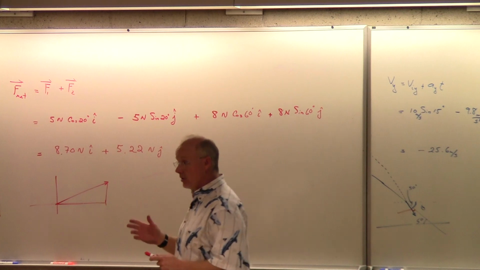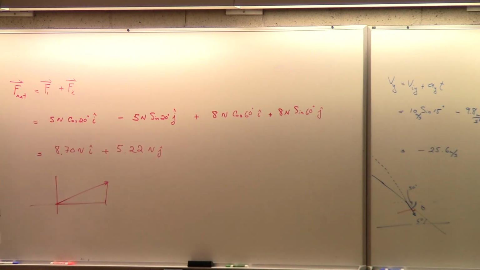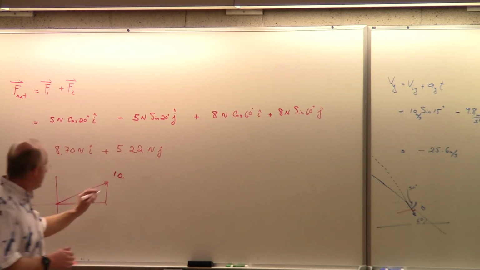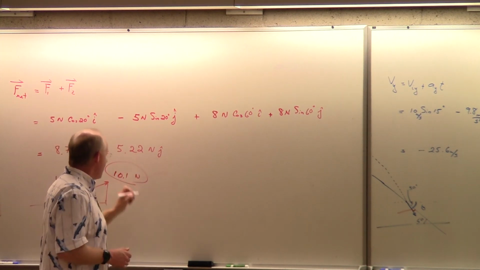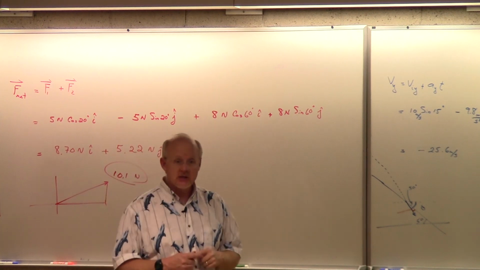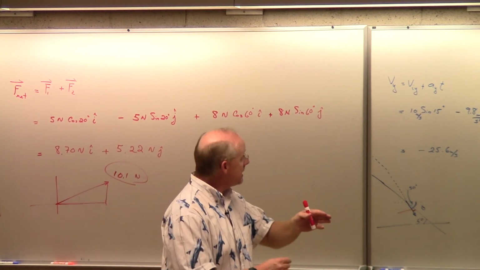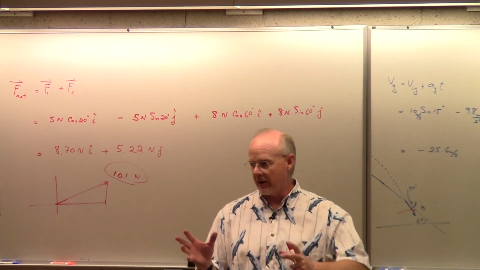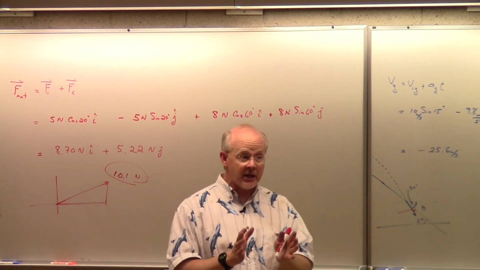Could I get its magnitude? Yeah, what would its magnitude be? 8.7 squared, plus 5.22 squared, and you guys see it, no problem, right? So you can do all of our vectors together with Newton's second law, and this comes out to be a total of about 10.1 newtons. And that's what we're after. What is the net force? It's 10. You put an 8 and add it to a 5, and you get a 10. Don't tell a fifth grader that. But that's what this comes out to be.